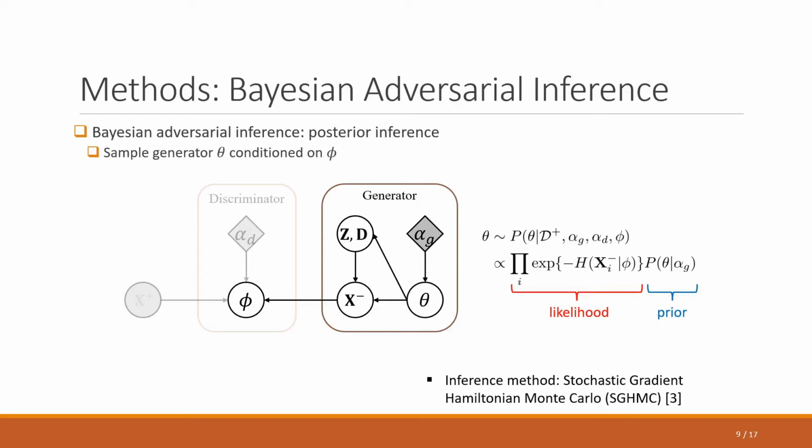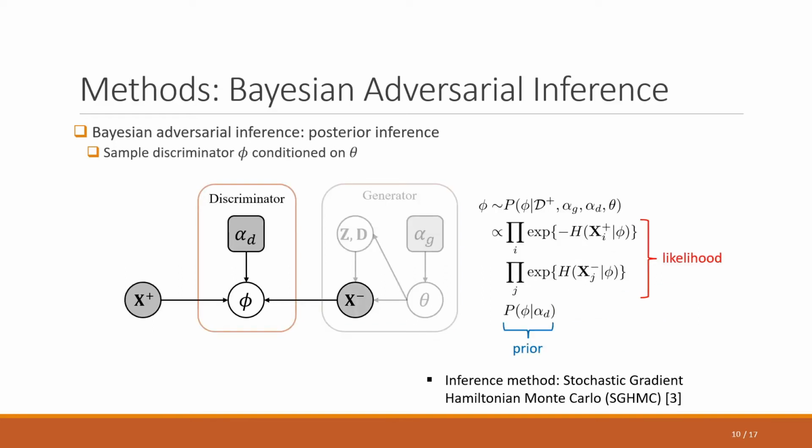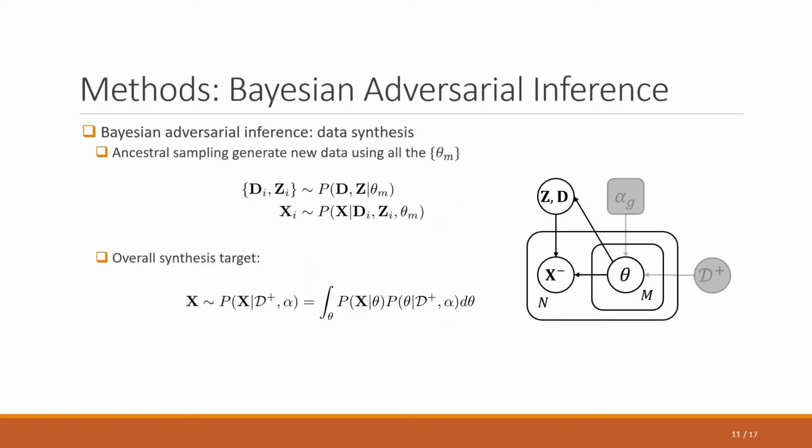For theta, we can decompose the conditional posterior into likelihood and prior. If the synthesized data look realistic, it will have a lower entropy and thus a higher likelihood. A non-informative prior is used throughout the experiment. We use SGHMC to perform the posterior sampling. Similarly, we generate samples for phi conditioned on theta. Finally, given the parameters, we generate data using ancestral sampling from HSMM. Since parameters follow their posterior distribution, synthesized data will follow the posterior data distribution.